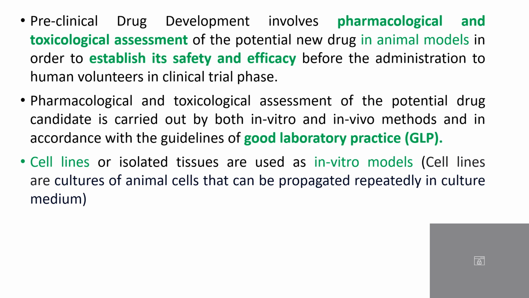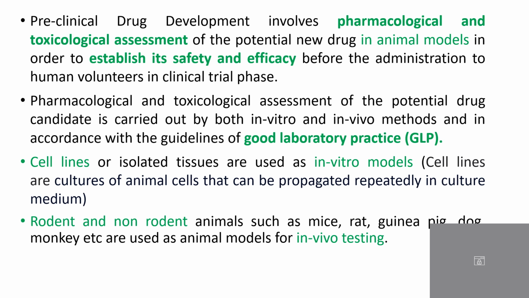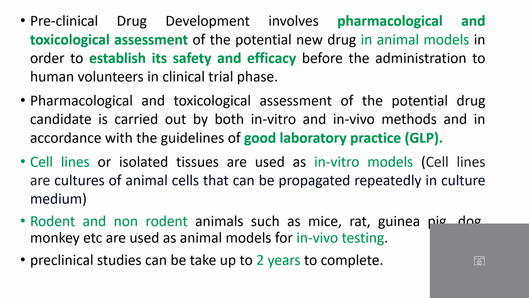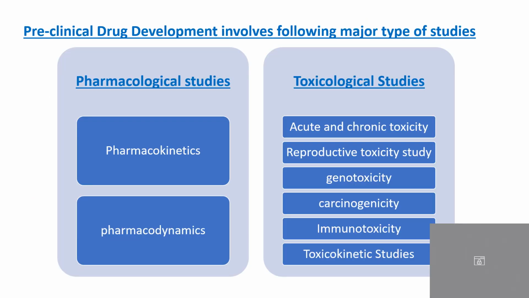Usually, cell lines or isolated tissues are used as in vitro models, whereas rodents and non-rodent animals are used for in vivo testing. For a new drug candidate, it may take up to 2 years to complete. Preclinical drug development involves mainly two categories of studies, that is pharmacological studies as well as toxicological studies.